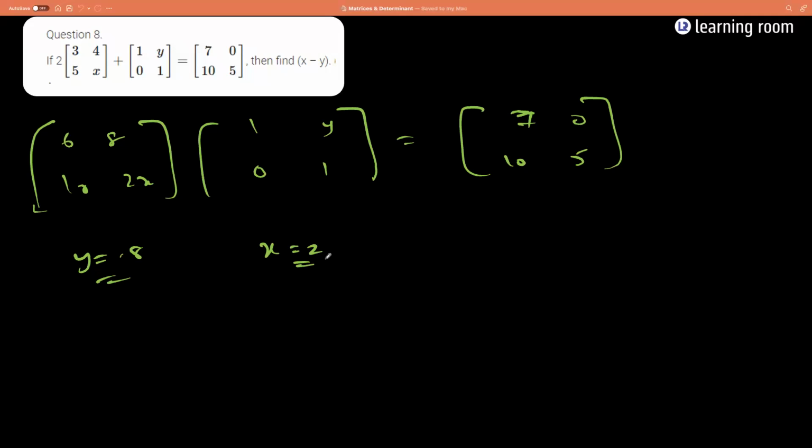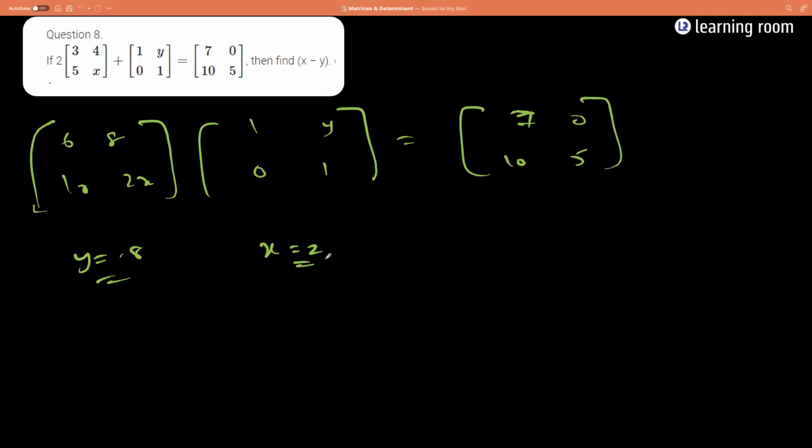Simple. Then what is x minus y? 2x plus 1 is 5, so 2x is 4 and x is 2. y is minus 8. So x minus y will be 10.